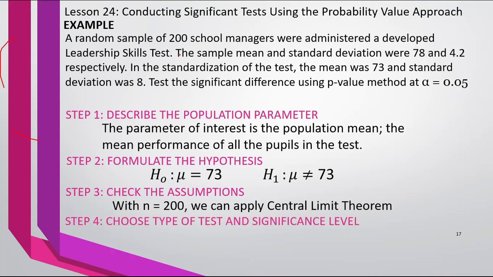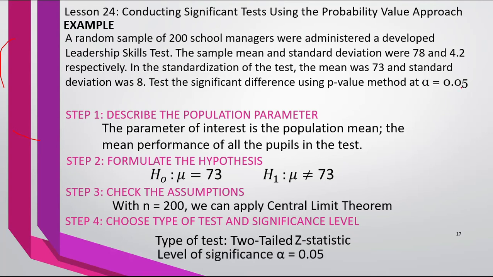Ayan, very good. Pagka-check ng assumption, determine natin yung type ng test at significance level. Anong type ng test natin? Since not equal ito, two-tailed test. Z statistic yon. At ano naman significant level? Ayun, significant level natin, which is 0.05. We have the significant level and alam na natin yung type ng test.